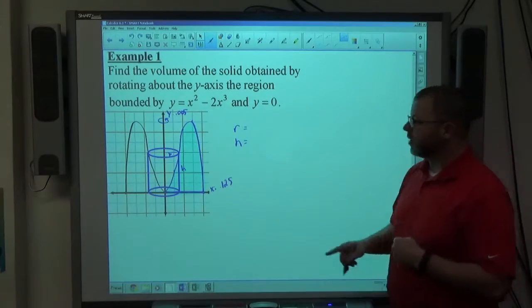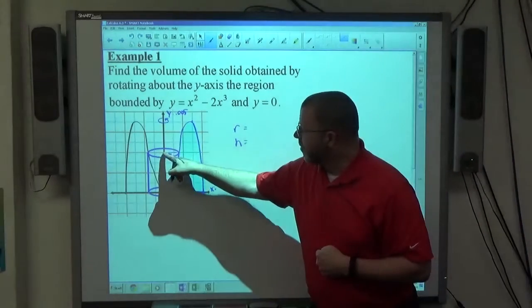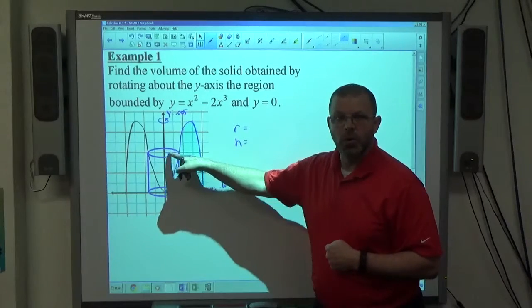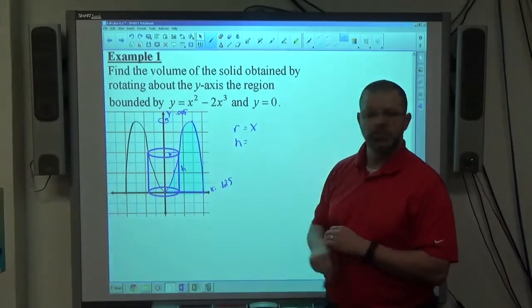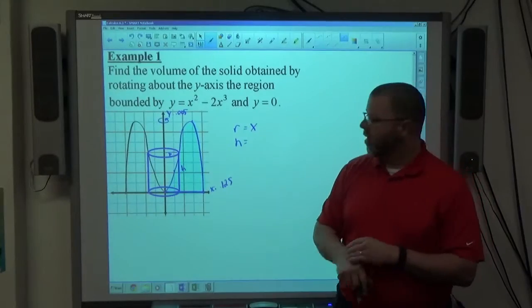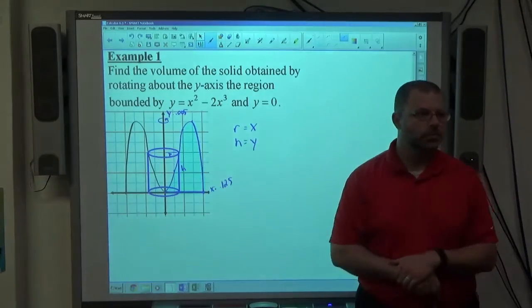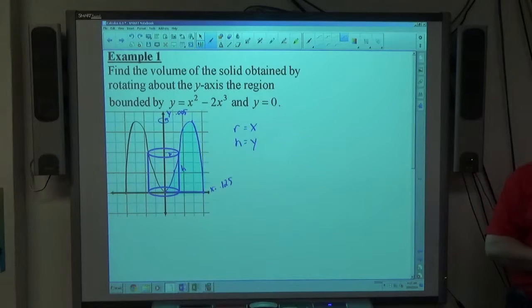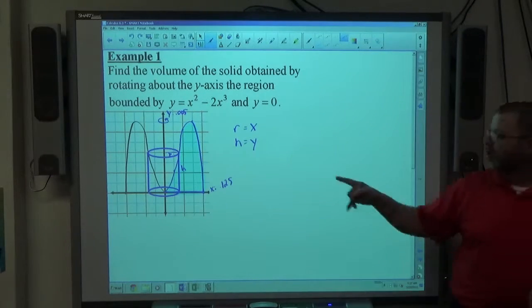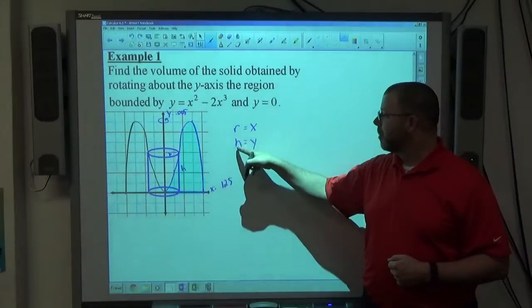Looking at this picture, the radius goes from the y-axis to the curve horizontally, so the radius is x. The height goes from the x-axis to the curve, that equals y. Which one of those is helpful to us? R equals x, because we want everything in terms of x, right? So R equals x is already ready to go, but the height is y.